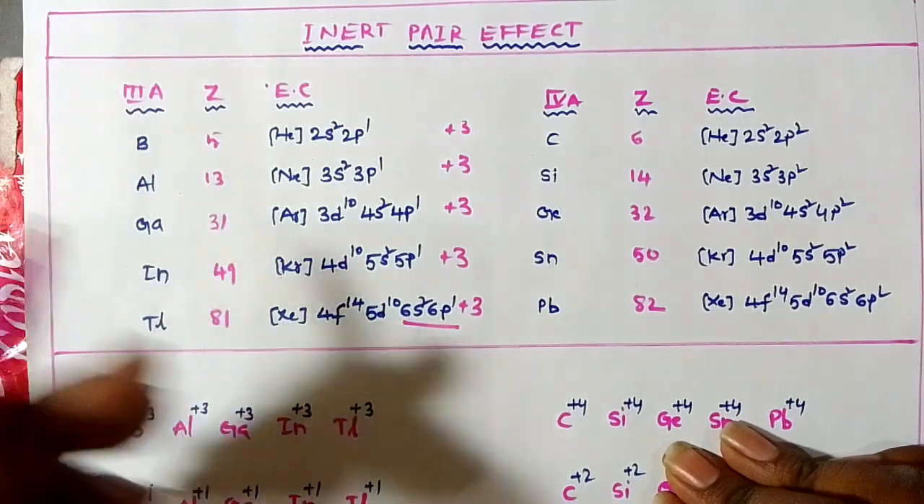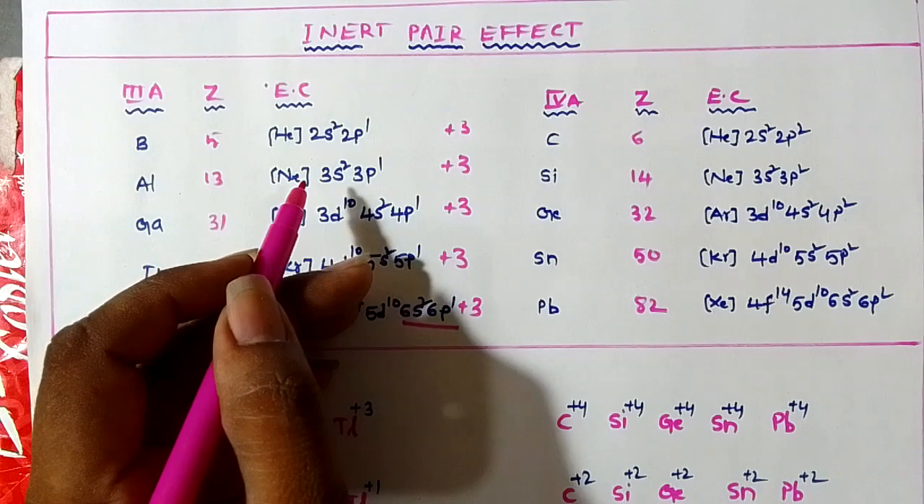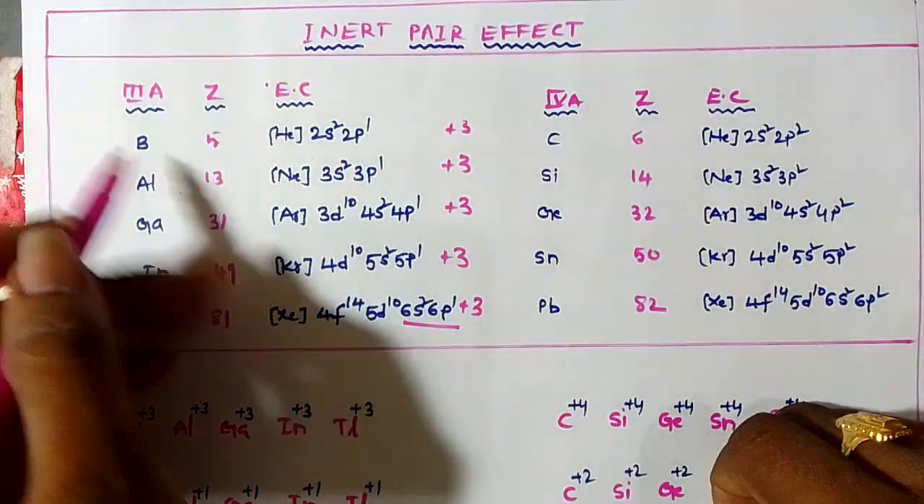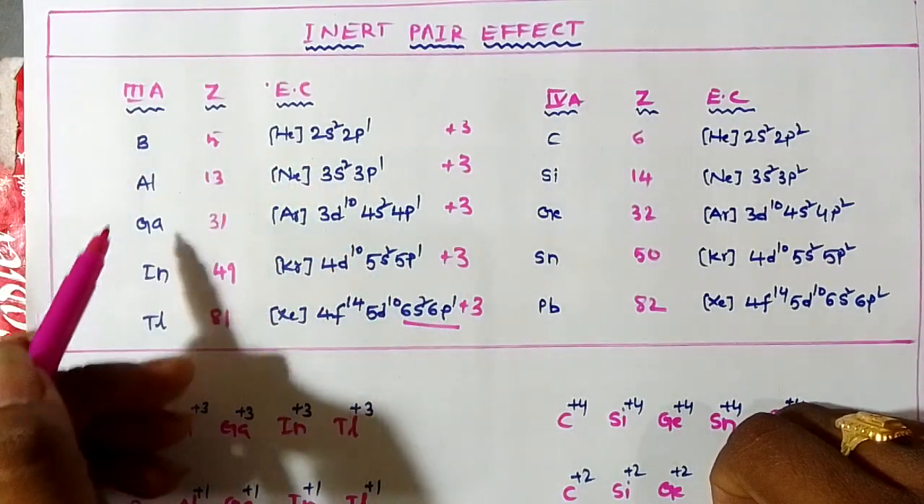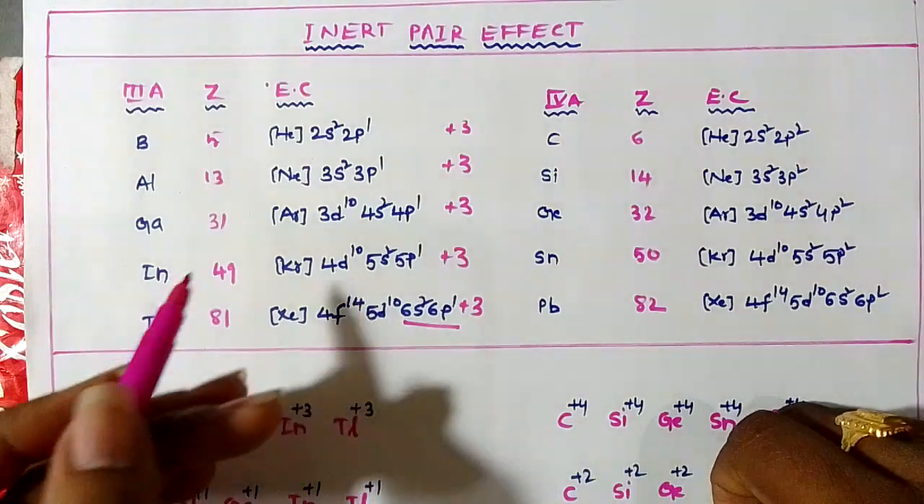Now coming to third A group. We observe inert pair effect in third A group elements. I have taken the third group elements boron, aluminum, gallium, indium, thallium.